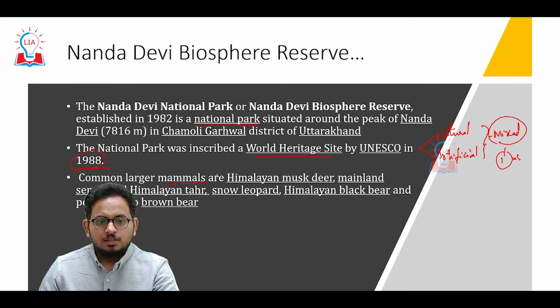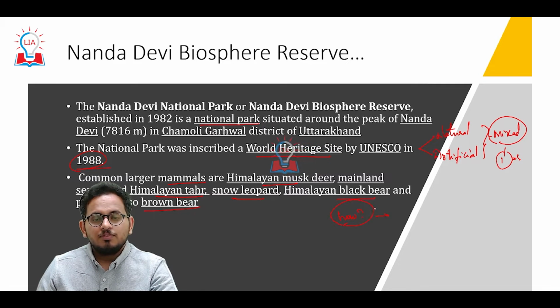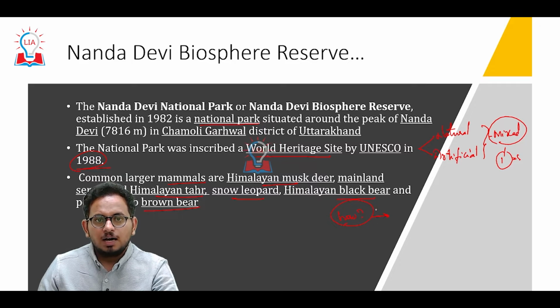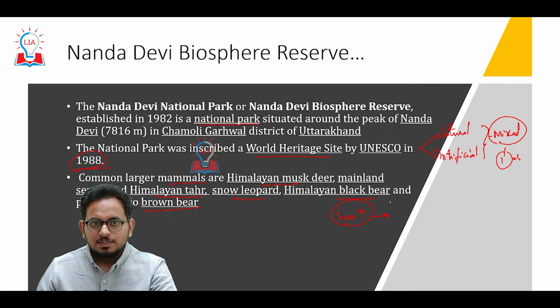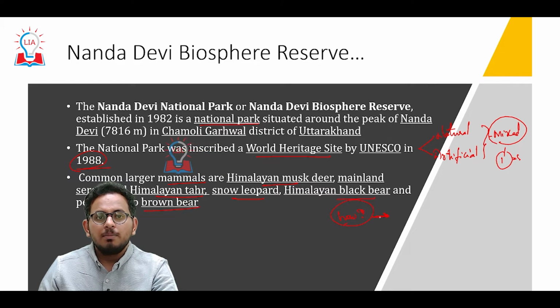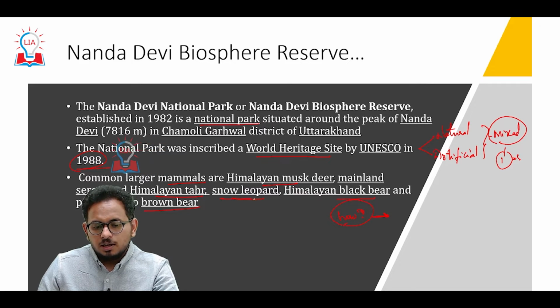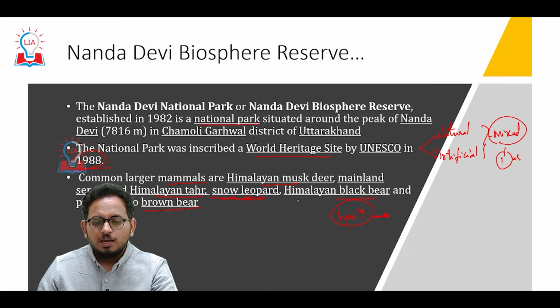The common mammals like Himalayan musk deer, mainland serow, Himalayan thar, snow leopard, Himalayan black bear and brown bear are also seen. So how do you remember these flora and fauna? This is a very tricky question that many aspirants ask me. How do you remember every flora and fauna? See, you don't have to memorize. UPSC will not demand you to memorize each and every flora and fauna. What you need to know is the particular species for that matter, like snow leopard or Himalayan black bear.